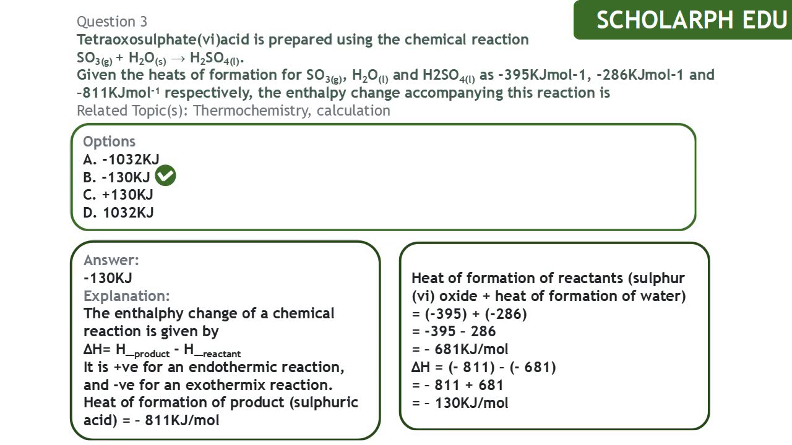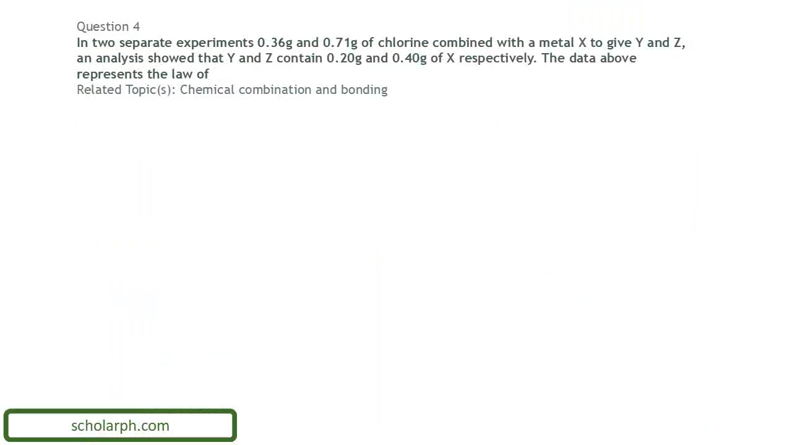So our enthalpy change now is going to be equal to the heat of formation of the product, which is minus 811, minus the heat of formation of the reactant, which is minus 681 here. So you have minus times minus again here, that is plus. Minus 811 plus 681 will give us minus 130 kilojoules per mole. That is the enthalpy change accompanying this reaction.